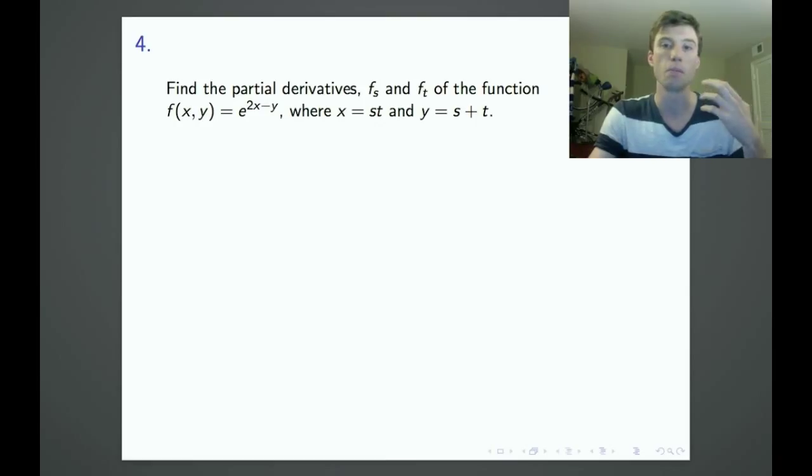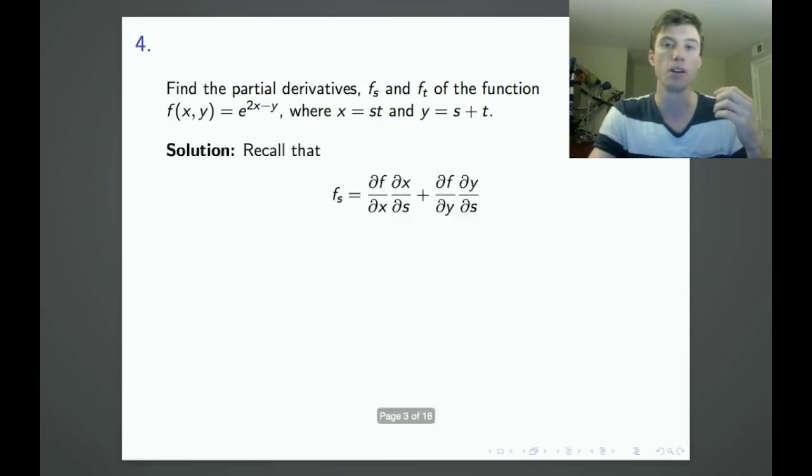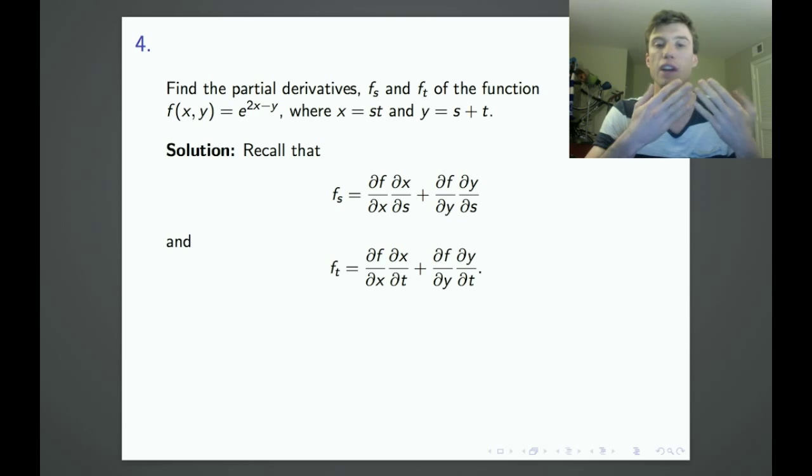Now, the theory of chain rule and partial derivatives gives us the following two equations. The partial derivative of f with respect to s is the partial derivative of f with respect to x times the partial derivative of x with respect to s, plus the partial derivative of f with respect to y times the partial derivative of y with respect to s. And a similar equation holds for the partial derivative of f with respect to t. Thus, to find the partial derivatives of f with respect to s and t, we need only to calculate all of these partial derivatives and plug them in to these expressions.